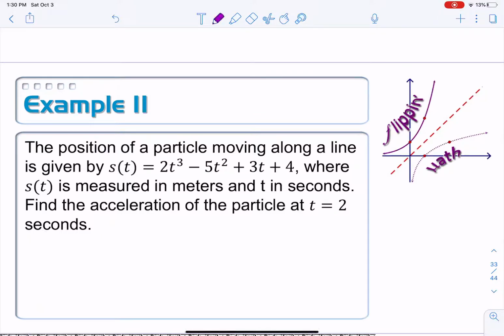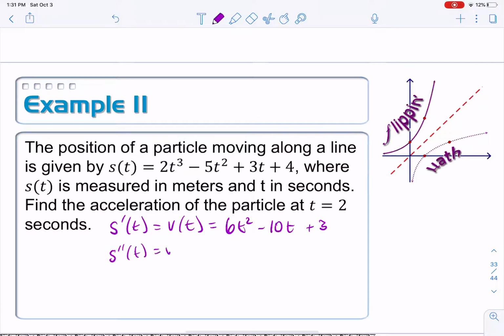So s prime of t, that's your velocity function. And my velocity function is going to be, let's leapfrog that 3 down, 6t squared minus, leapfrog the 2 down, 10t, and then finally plus 3. How do I find the acceleration function? Well, I take the second derivative of s, which is the first derivative of velocity, and the acceleration function is going to be 12t minus 10. There we go. Now let's plug in 2 like it asks us to do.